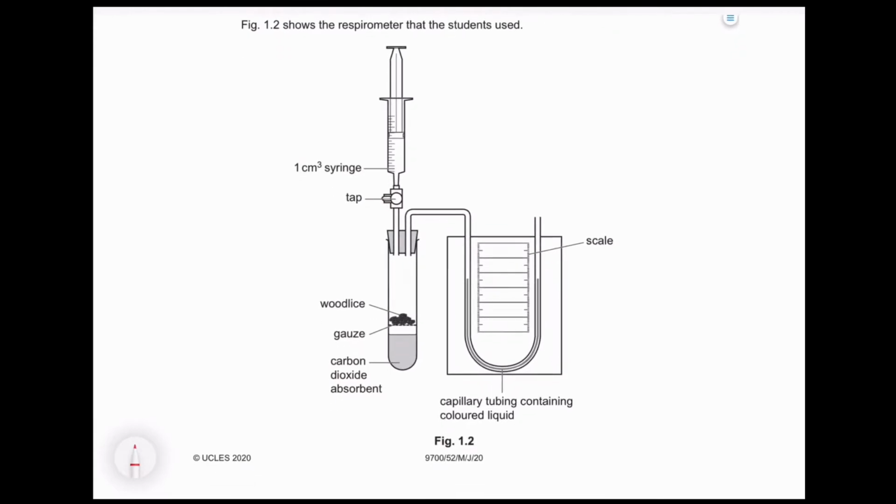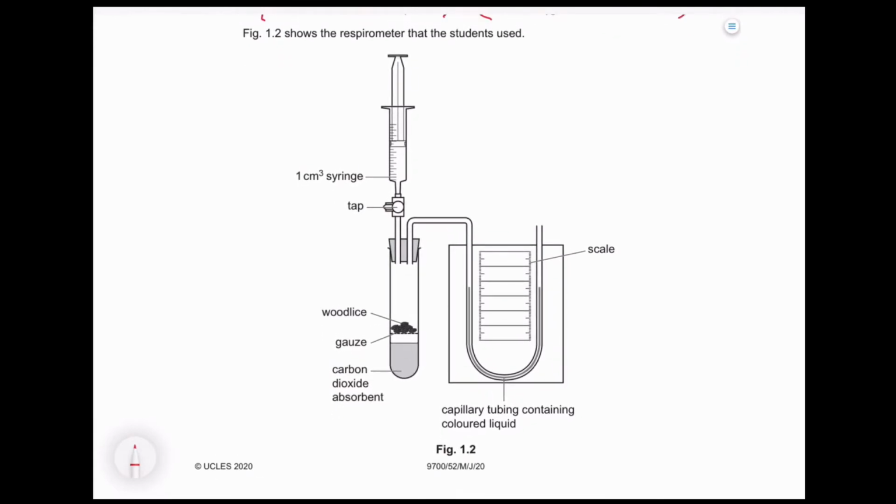At the same time, we're going to observe the experiment setup, and we can tell that this is a respirometer using a capillary tube with colored liquid. So we know that this one, the scale is used to measure the distance traveled. So in theory, we should know that as oxygen is being used up during respiration, the pressure will be decreasing. Therefore, the liquid will be moving to the left-hand side as the pressure of the atmosphere will be greater.